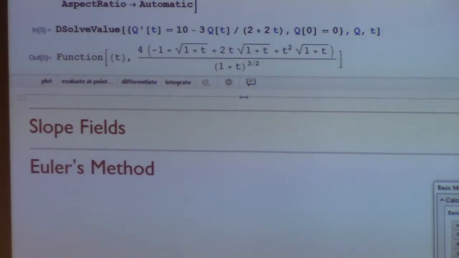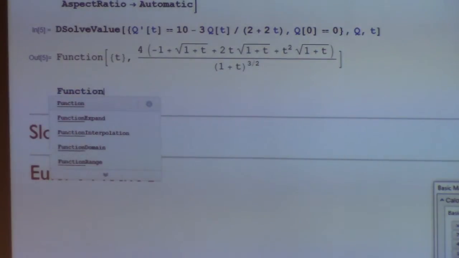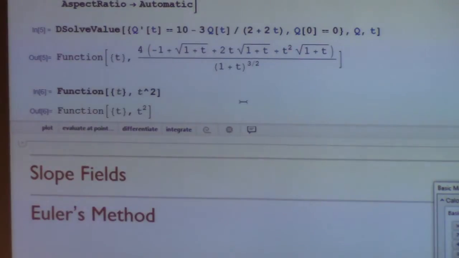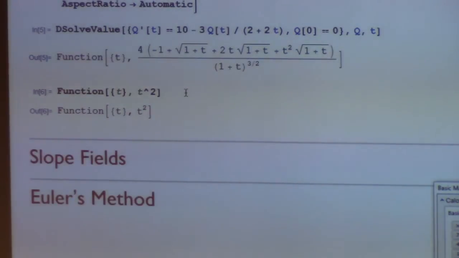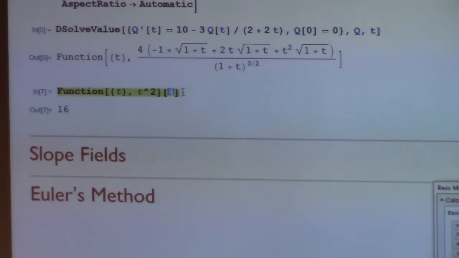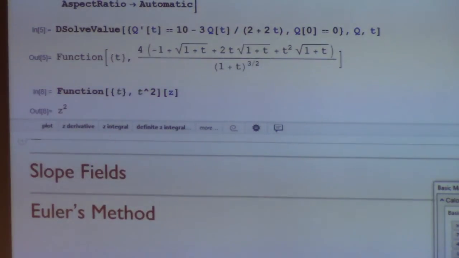Let's take a simple example. If I type function t in curly braces, comma t squared, and actually the curly braces are not necessary here. What's going to happen when I enter this? Well, actually nothing. It just spits back what I typed. However, if I plug a number into this, like 4, it spits back the answer, 16. All right, if I plug another number in it, like, well, let's use a symbol like z, it spits back z squared.